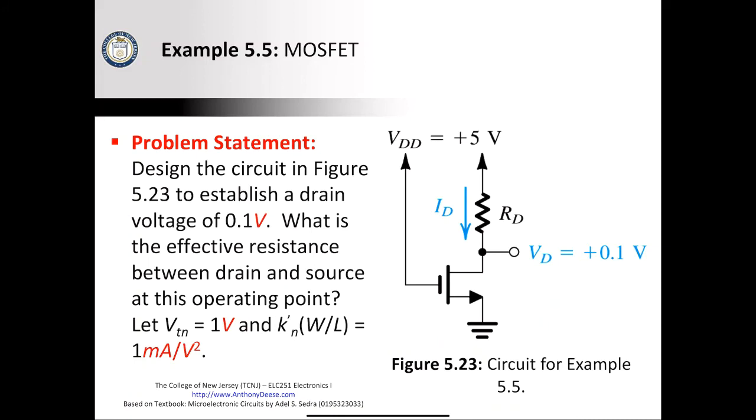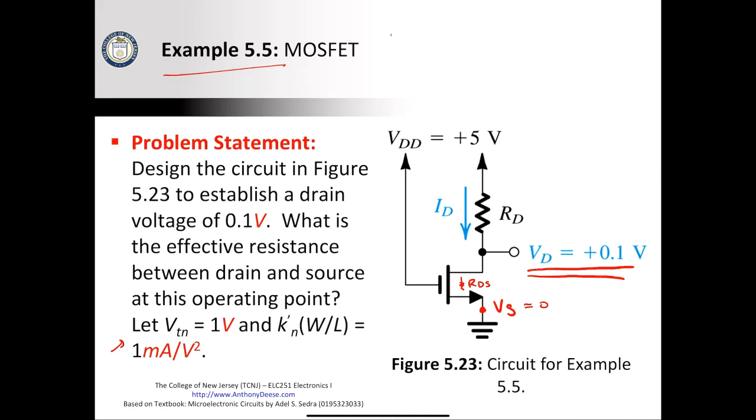So jumping into the next one, example 5.5: design a circuit as shown in figure 5.23 to establish a drain voltage of 0.1 volts. So this is a constraint we're trying to meet. What is the effective resistance between the drain and the source at this operating point? So this is VS. VD is already given. And so we're trying to figure out what this equivalent resistance would be, which would be RDS. And then they give us some parameters as usual.